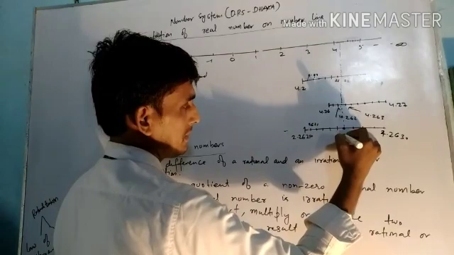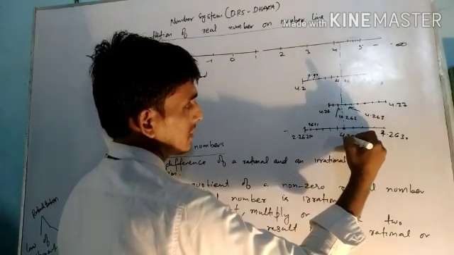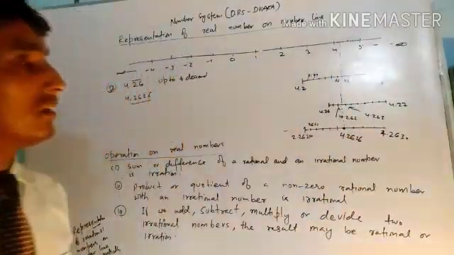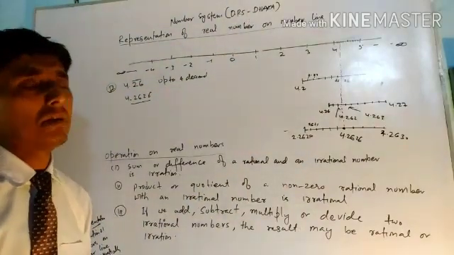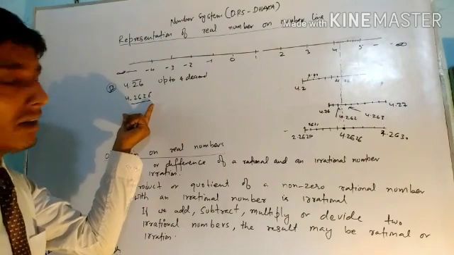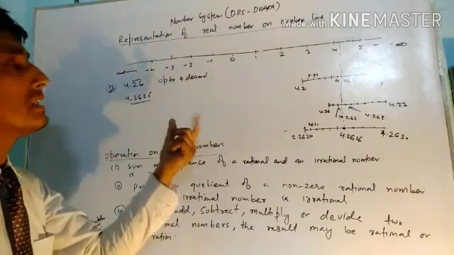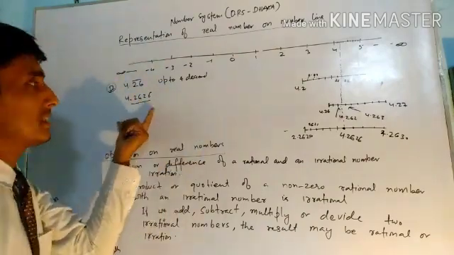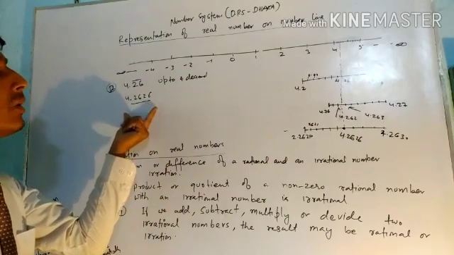This point is representing 4.2626. That is how we magnify the number line and can locate any real number, whether it is a terminating or a repeating decimal expansion. We can locate this type of rational number on the number line.